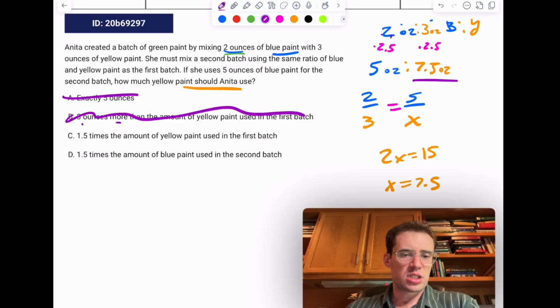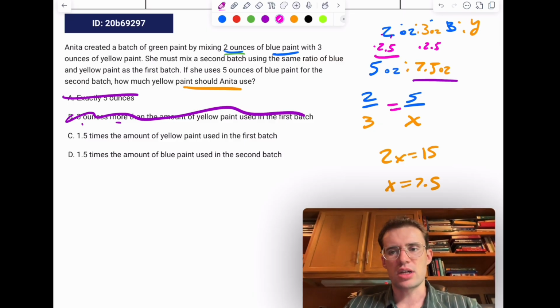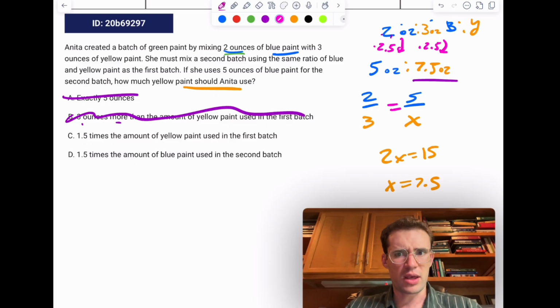1.5 times the amount of yellow paint used in the first batch? No, that would be 2.5, right? 2.5 times. If you're going to multiply this by 2.5, you have to also multiply this by 2.5. Not 1.5. That would be if it went from 2 to 3, but it went from 2 to 5.